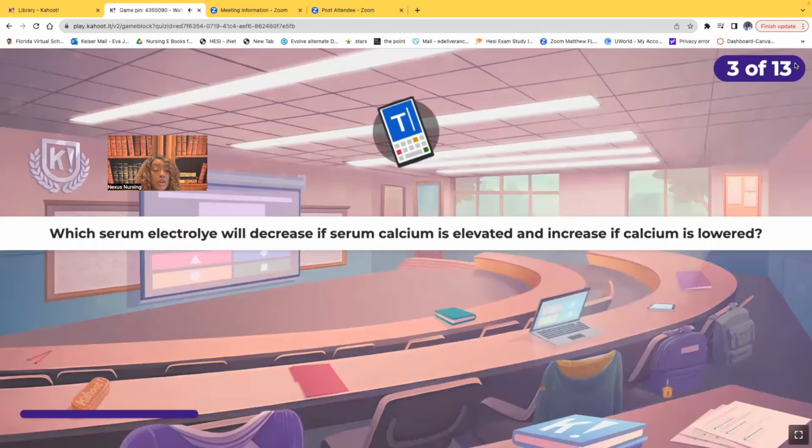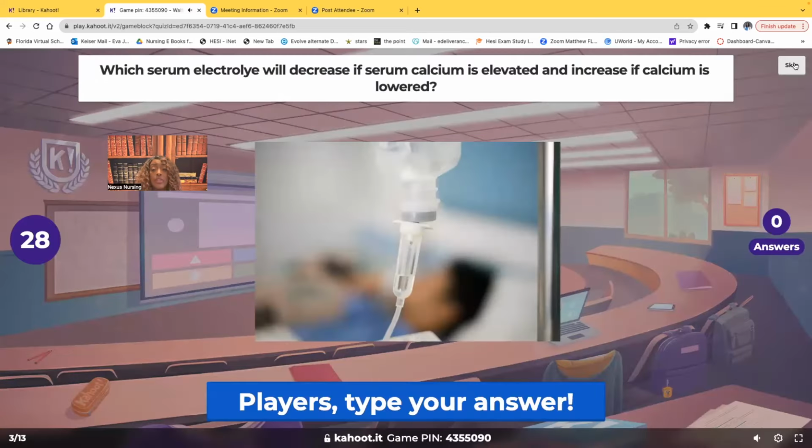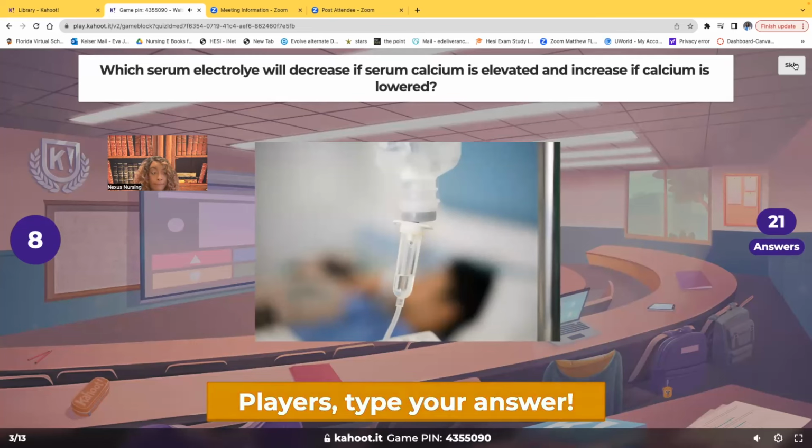All right, type in your answer. Which serum electrolyte will decrease if the calcium is elevated, and will increase if the calcium is lowered? If the calcium is high, it'll be low, and if the calcium is low, it will be high. Which electrolyte are we talking about? Type in your answers, guys. You guys are doing great on the live.